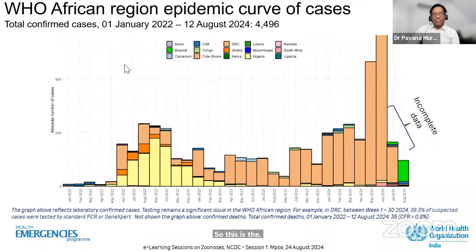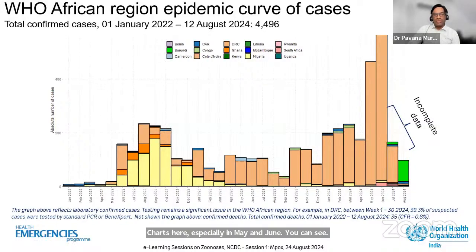And if you see the bar charts here, especially in May and June, you can see the high number of cases being reported from the African region. And much of it is from DRC Congo, but you can also see other countries getting affected, like Burundi here, which is in green.